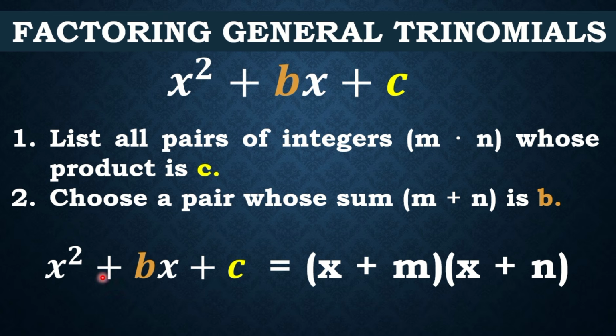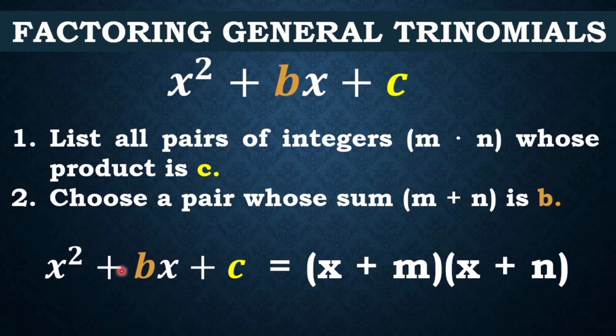So, ito po siya. Kapag binigyan po tayo ng general trinomials of the form x squared plus bx plus c at hindi siya perfect square trinomial. So, halimbawa, kagaya nga kanina, perfect square trinomial, madali lang, no? Paano kung hindi siya perfect square trinomial? Okay? So, ito po ang gagawin natin.